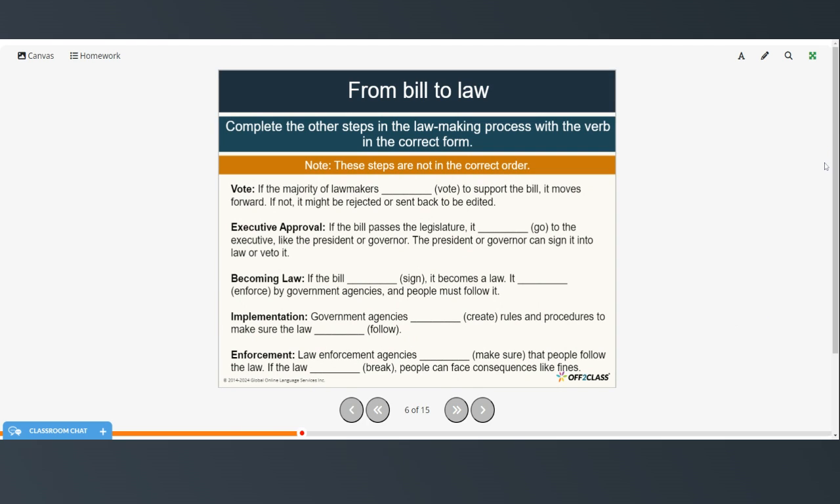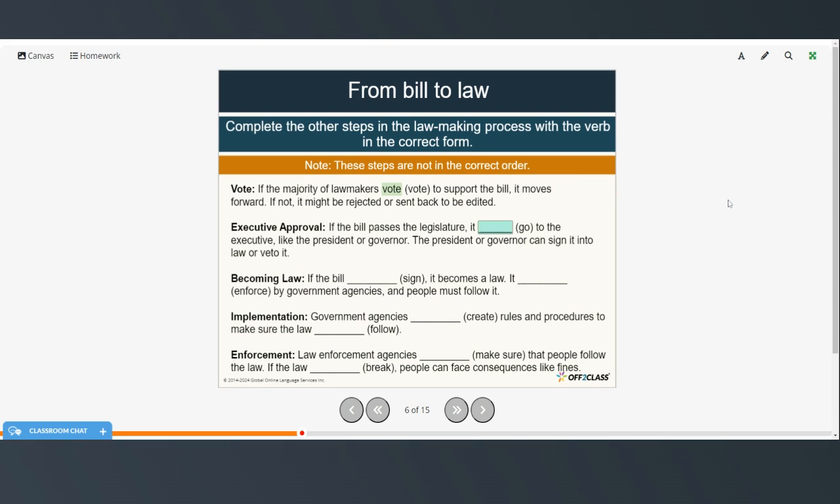And then from bill to law, we'll complete the other steps in the lawmaking process, again with the verb in the correct form. It says to note that these steps are not in the correct order, so just keep that in mind. If the majority of lawmakers vote to support the bill, it moves forward. If not, it might be rejected or sent back to be edited.